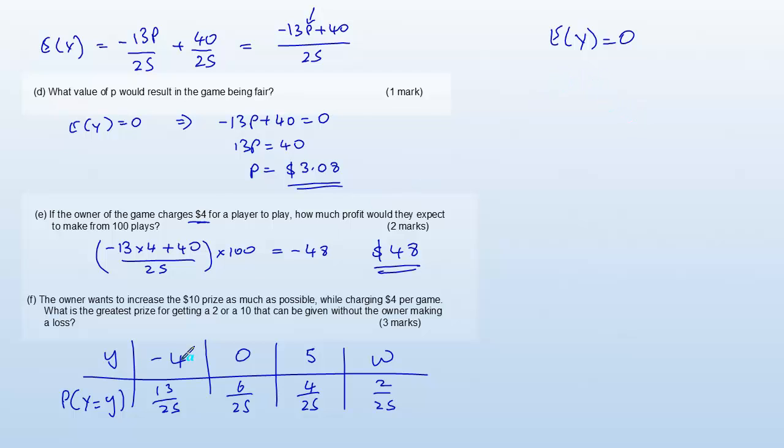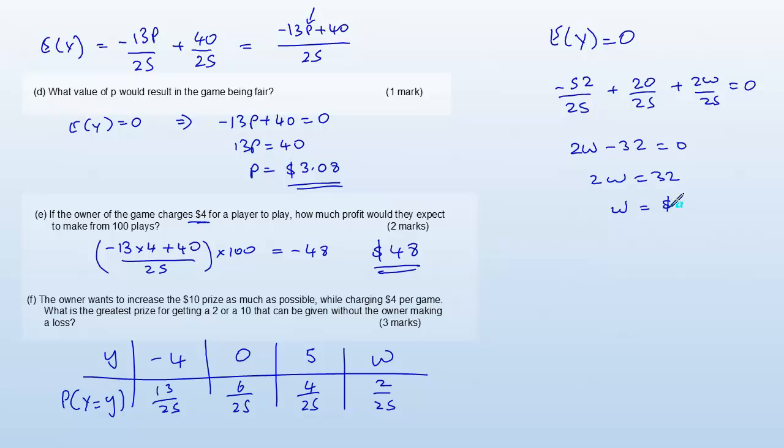So 4 13s are 52, so we've got negative 52 over 25 plus 20 out of 25 plus 2w over 25 is equal to 0. So 2w, take away 32 equals 0, so 2w equals 32, giving us that w is $16.